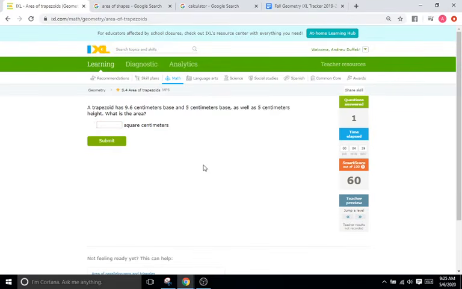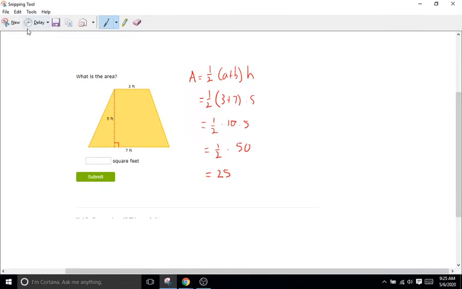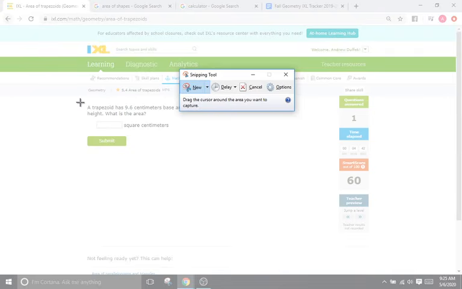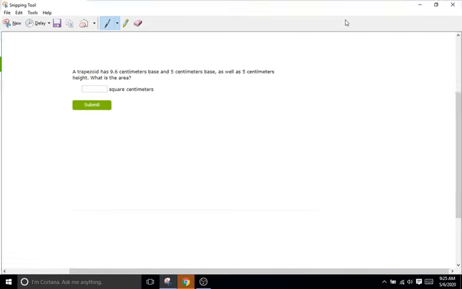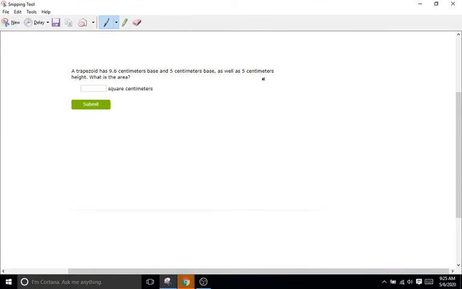Okay, so this is the same kind of problem, except there is no diagram. It's just words. That's fine because they give us all the information we need. So a trapezoid has a base of 9.6. So the bottom is 9.6, and the top is 5 centimeters, and then it has a height of 5 centimeters as well.